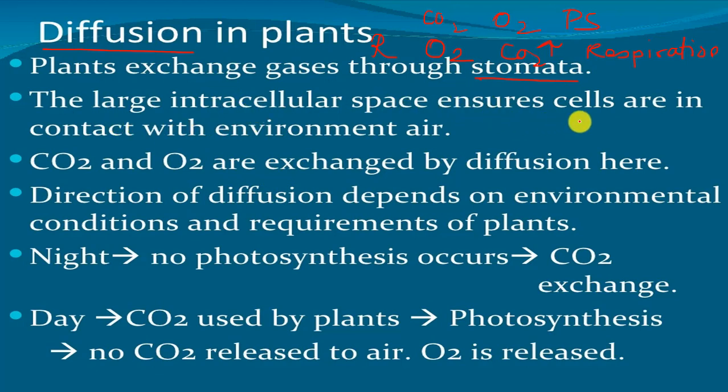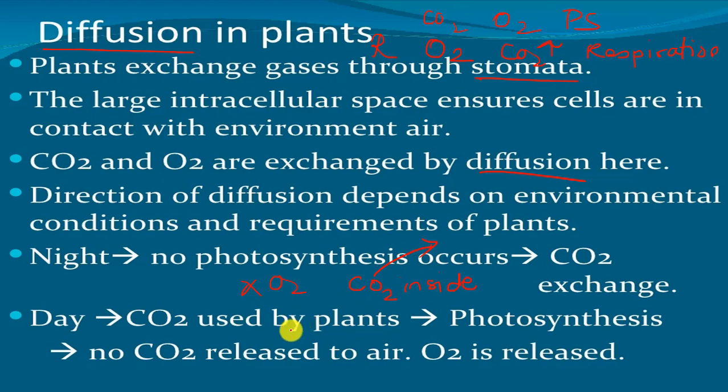The large intercellular space ensures that there is contact with the environmental air. Carbon dioxide and oxygen are exchanged by diffusion here, so where there is high concentration, from there the gas will move to the area of low concentration. At night there is no photosynthesis. What happens if there is no photosynthesis? There will be no formation of oxygen. If there is no formation of oxygen, what will be more inside the plant? Carbon dioxide will be more inside the plant, and less in the surrounding area of the plant. Hence carbon dioxide will come out at night.